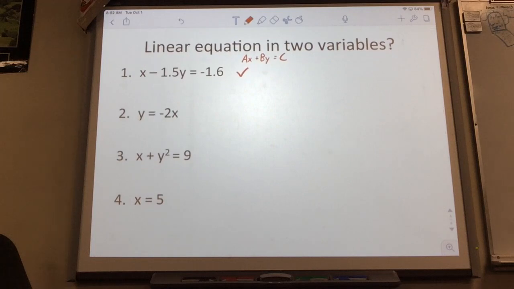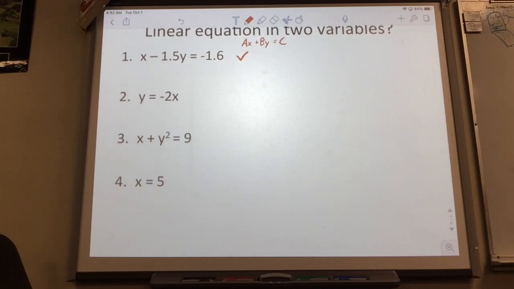Okay, what about number 2? Is that linear in two variables? No. Well, it might be. It's just not in the right form yet. So let's move all our letters to the left and see. Okay? So if we add 2x to both sides of this, plus 2x, that'll be 2x plus y equals 0. Now if we look at it, is that in standard form? Yes, so that is still linear in two variables. So even though it's not written at that moment in that way, if it can be written in standard form, then that is still linear in two variables.